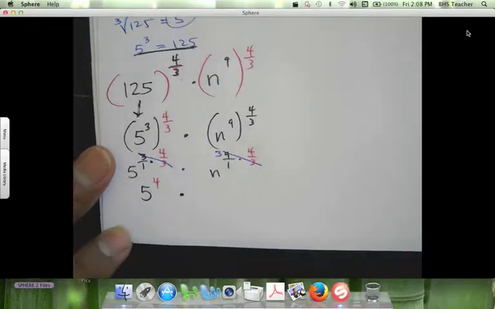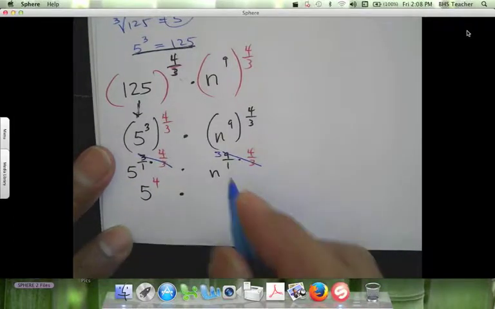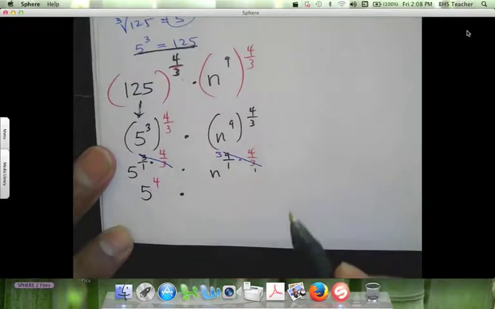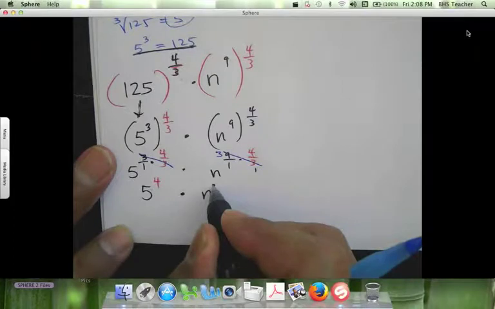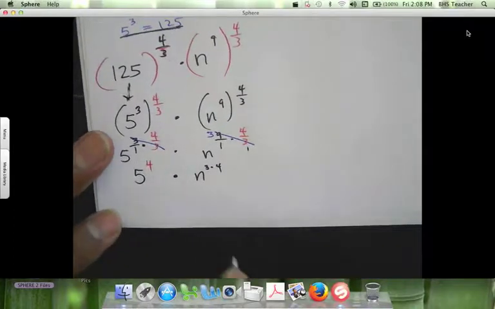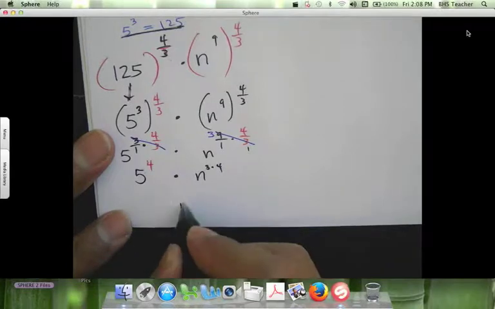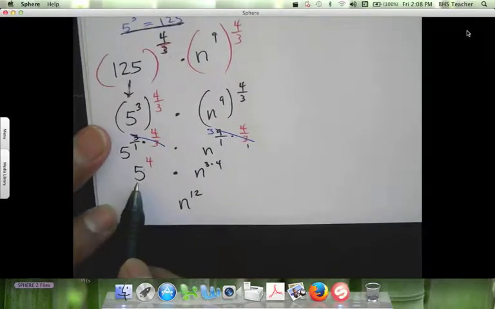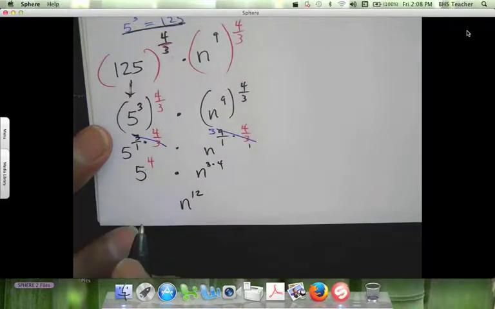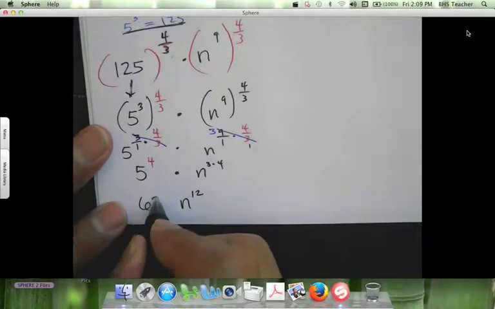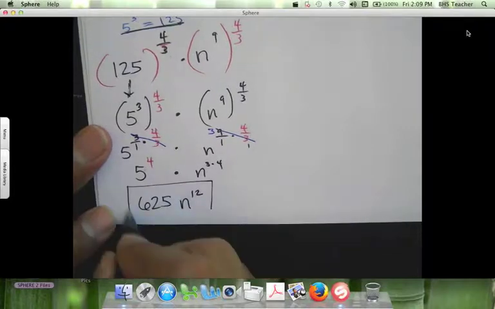And then you're really doing what? n to the power of what? 3 times 4. Alright. Final answer, you're going to get n to the 12 here. Right? 3 times 4 is 12. 5 to the power of 4, you do that on the calculator. We learned that in the previous 2 assignments. That's 625. And that's the answer there.